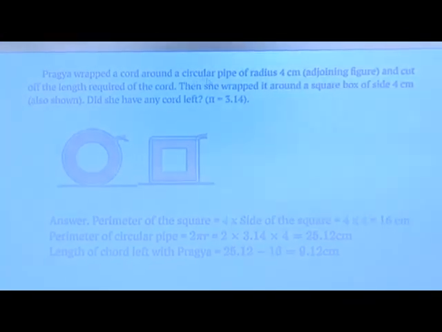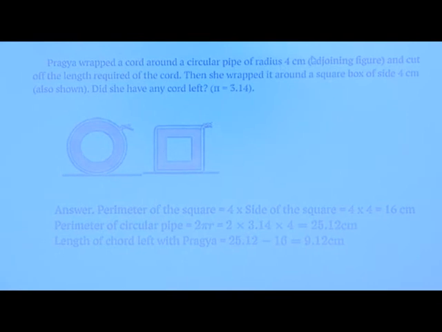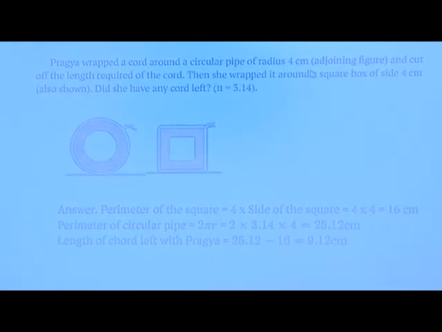Today we are going to have some more examples related to perimeter and area. So, today we will see two more examples related to perimeter and area. Here we have one statement sum. Pragya wrapped a cord around a circular pipe of radius 4 centimeter.